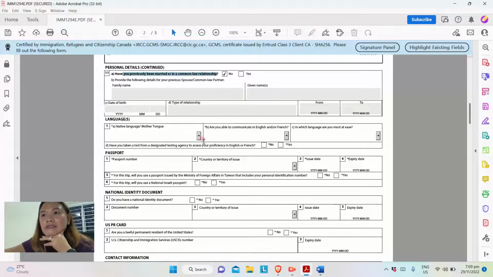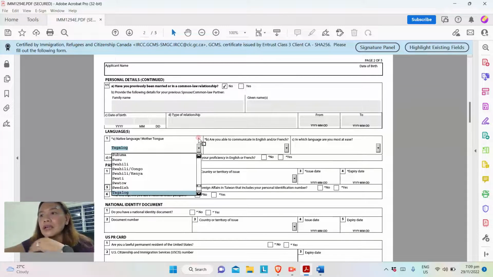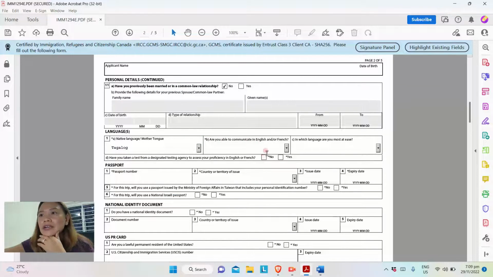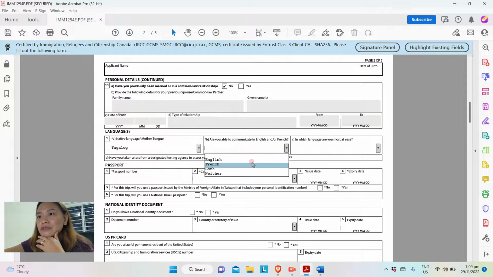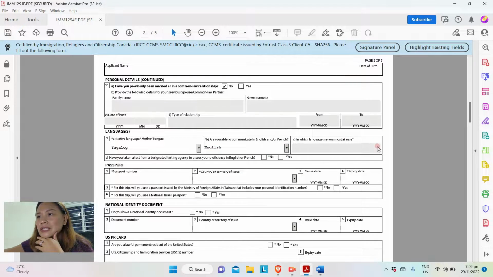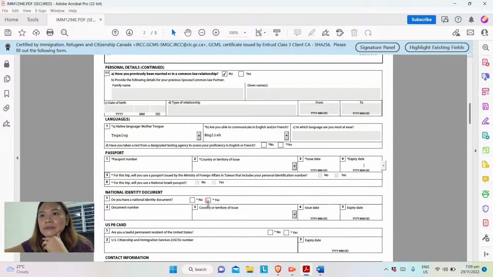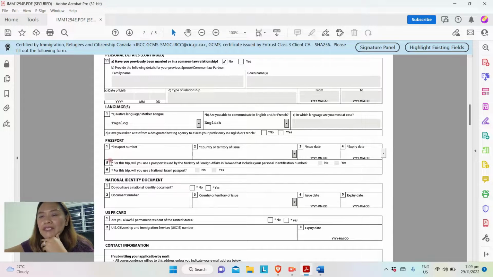Okay, so your native tongue, Tagalog. Are you able to communicate in English or French? So English only. Okay, your passport number, country or territory of issue, Philippines, issue date, and expiry date of your passport. Okay, for 5 and 6, you don't really have to answer this.